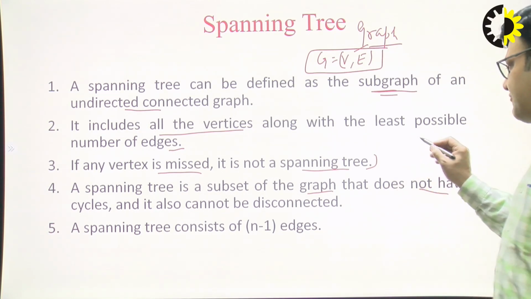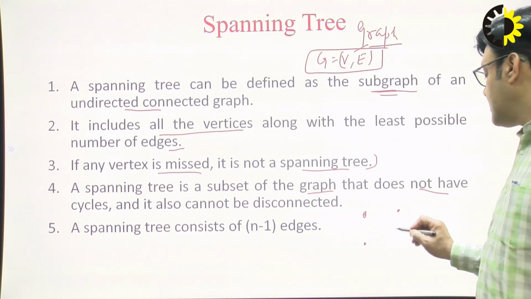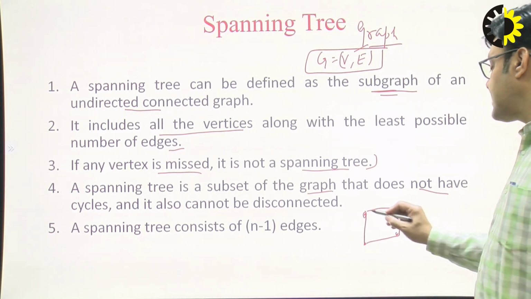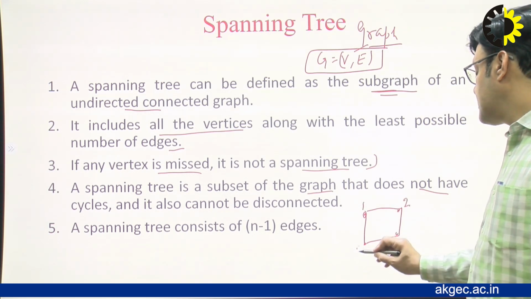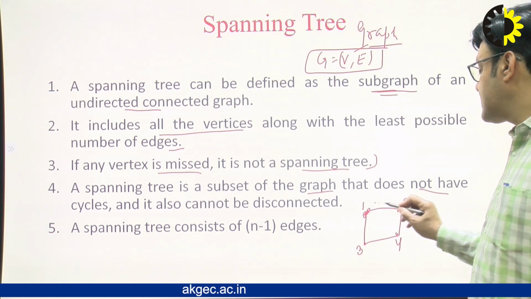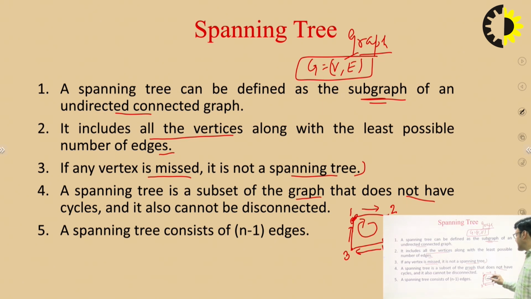Cycle means, for example, in a given graph, for example, this is a graph. For example, in a graph, we have these four vertices and we have these four edges. Let me call it 1, 2, 3, 4. Okay. So if I start traveling from this vertex 1 to 2, vertex 2 to 4, 4 to 3 and 3 to 1, then this is called a cycle is there. So what happens in a spanning tree? In a spanning tree, this cycle should not take place. Okay, but we need to include all the vertices.